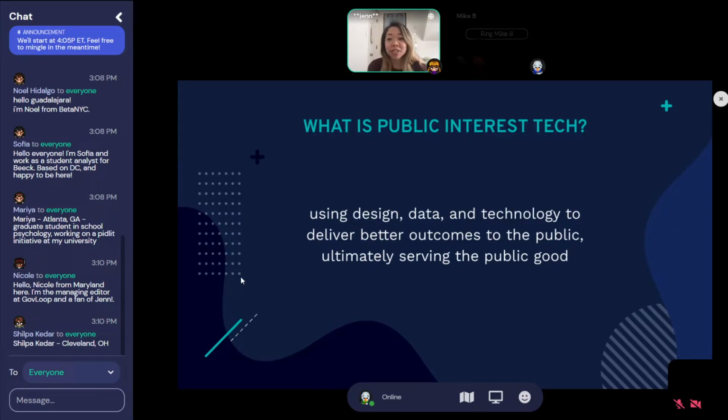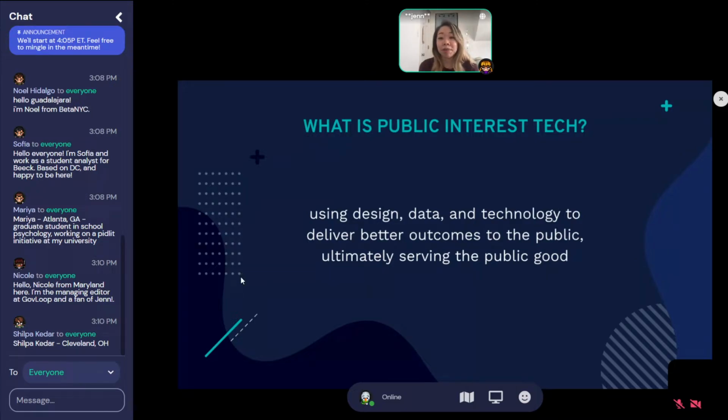We know the public sector is about delivering better outcomes to the public, like improving how individuals receive their benefits or access services they need. So in pandemic times, this means getting unemployment and access to COVID vaccines. And public interest tech specifically uses design, data, and technology to help get to those outcomes.